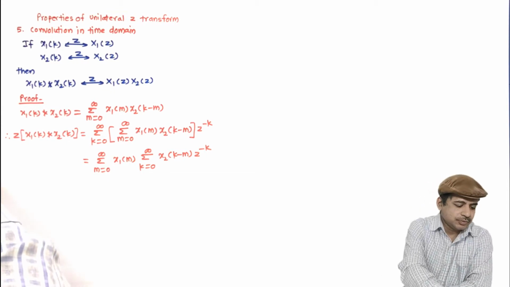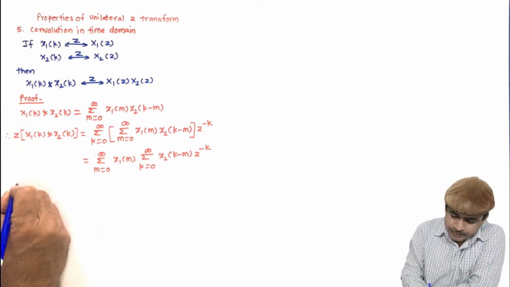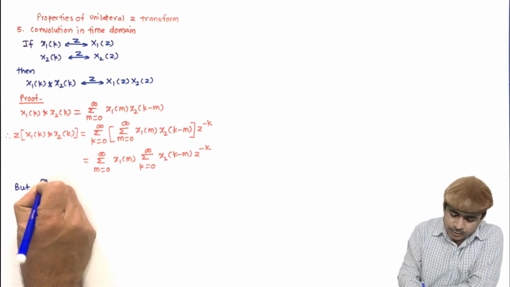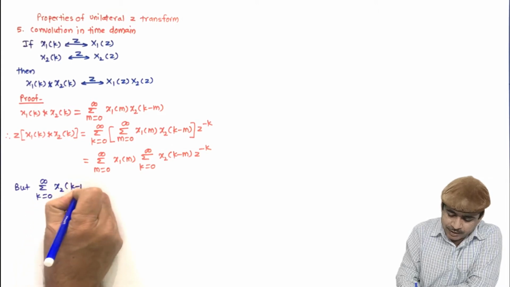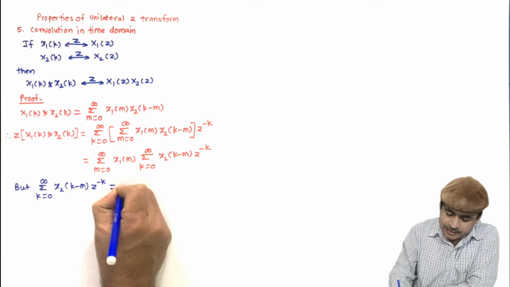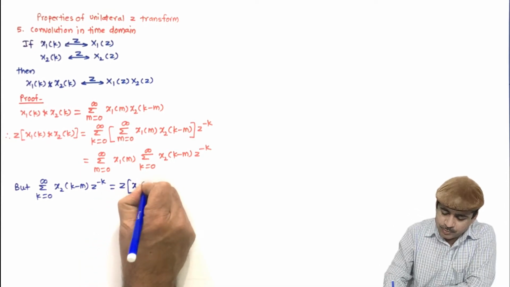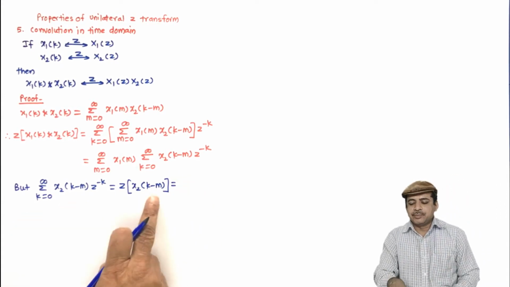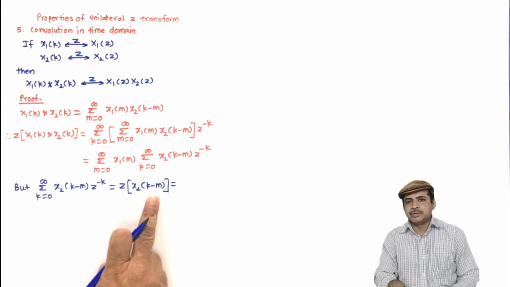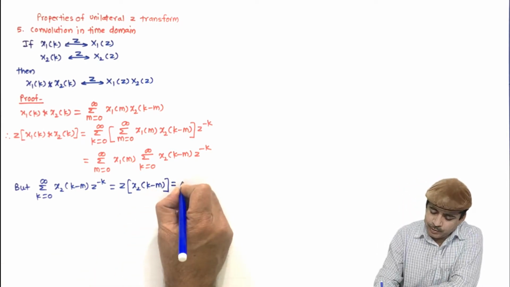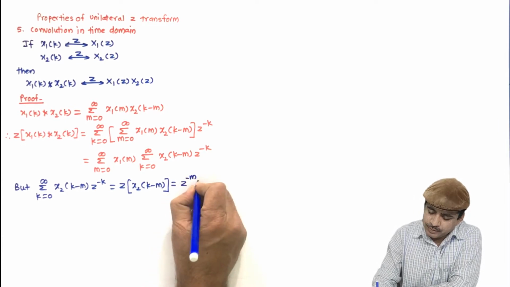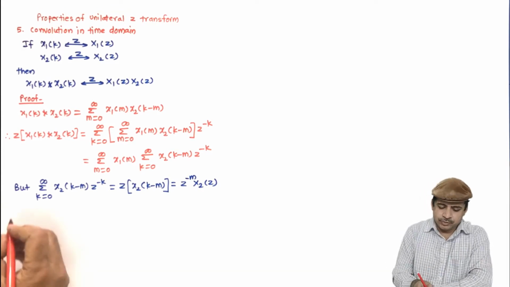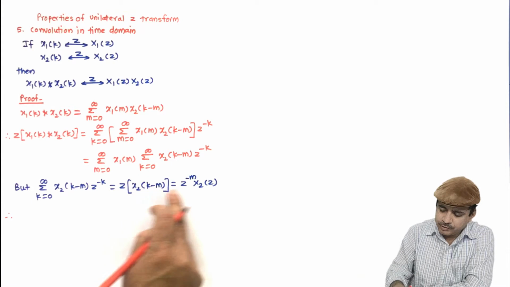So what I will do, I will do it here, but summation k equal to 0 to infinity x2 of k minus m z raised to minus k equal to Z transform of x2 of k minus m. And now let us use the property of time shifting, property of Z transform, time shifting in time domain. And this will be what? Z raised to minus m x2 of z. So I will rewrite this using this step.